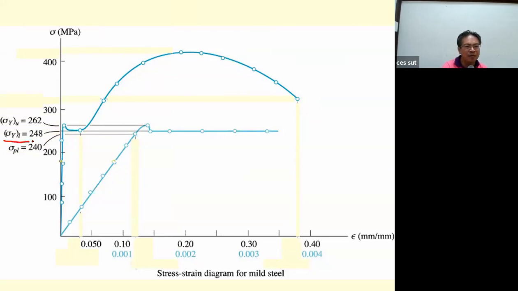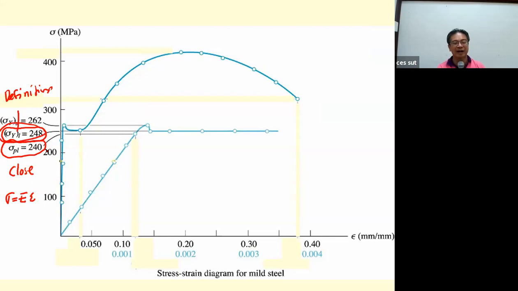And most of the time we use the lower yielding to represent the yielding we have in the design. Since the yielding and the proportional limit stress are very close to each other, and the definition of the yielding is clearer, most of the time we will allow using Hooke's law at the end of the yielding region.